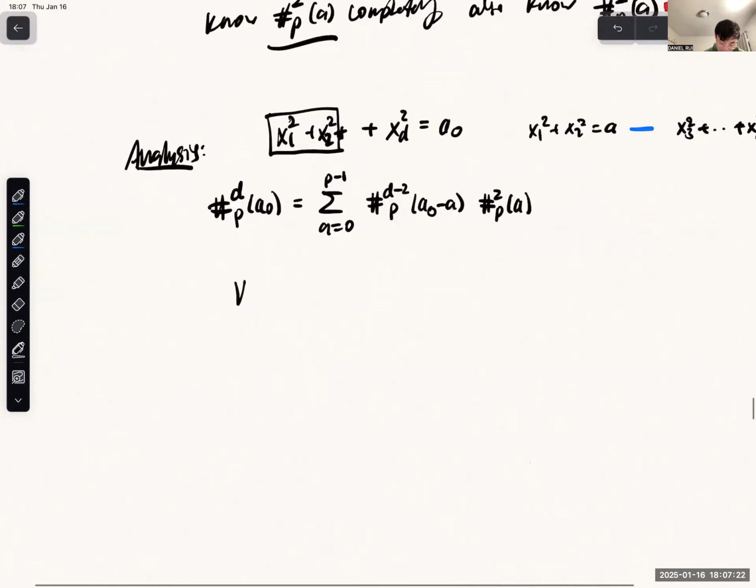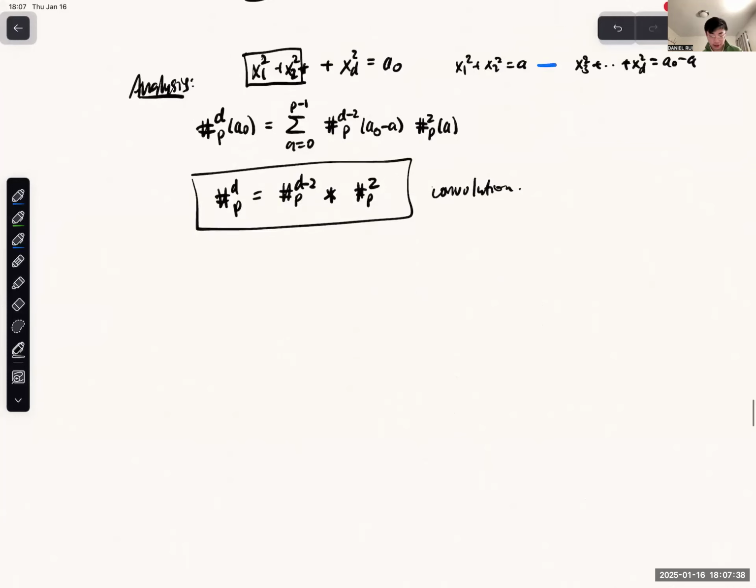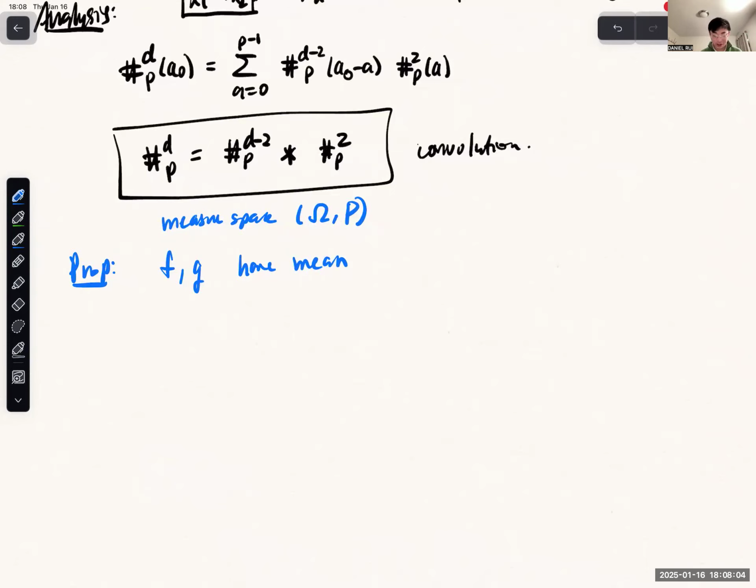Okay. So in other words, the count is equal to this. Great. Convolution. We're almost done. One last proposition, and this is a proposition of analysis. Maybe probability theory, if you want to look at it that way. If f and g are integrable over a measure space where the total mass is 1, they have mean mu f and mu g respectively.